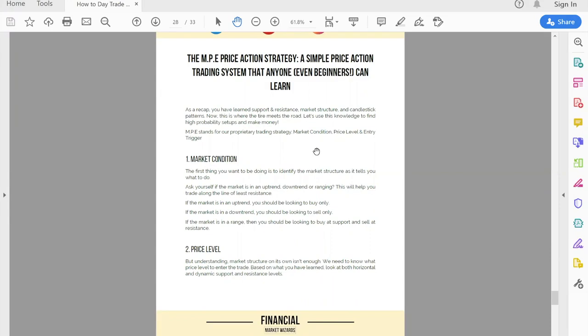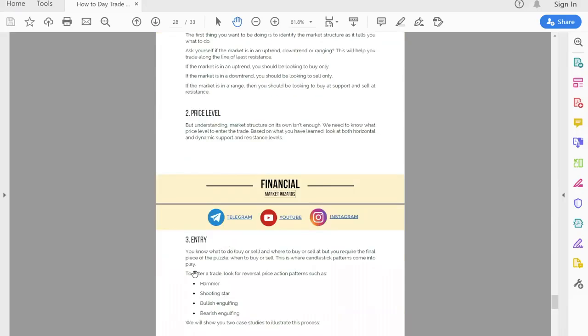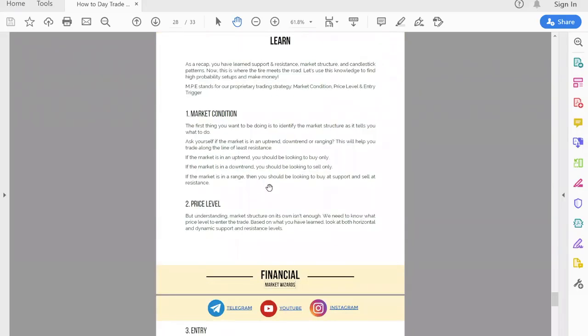A very simple price action trading strategy that works. It's very beginner friendly, and I want to show you how we do it step by step. So MPE stands for market condition, price level, and entry. The first thing that you need to understand is that you need to always identify the market condition of a current currency or any trading instrument that you are trading.